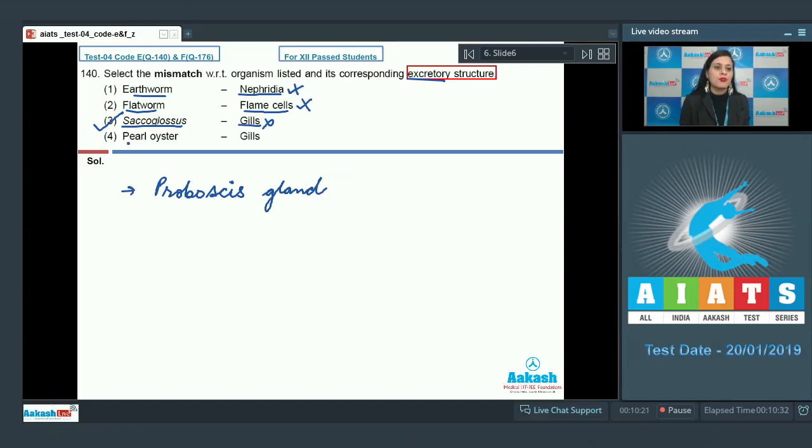The last option given is pearl oyster, and the match given is gills. And as it is a correct match, this cannot be a correct answer to our question, because in mollusks like pearl oyster, gill serves the function of both excretion as well as respiration. So the correct answer to this question is option number 3. Let's proceed to the next question.